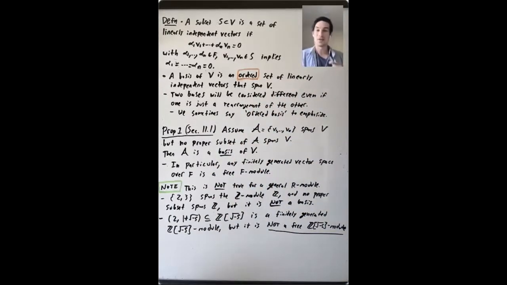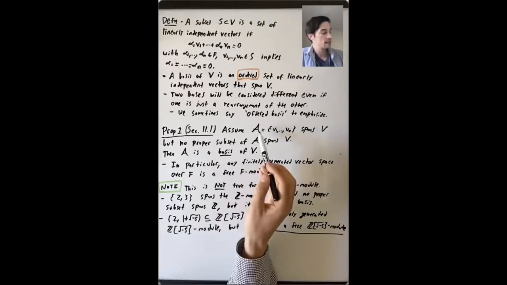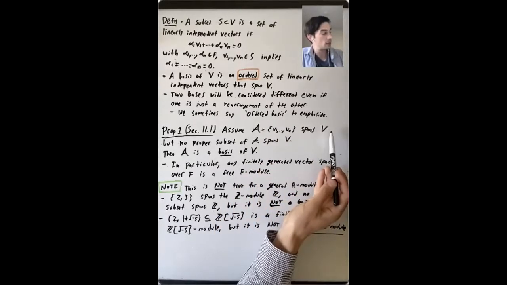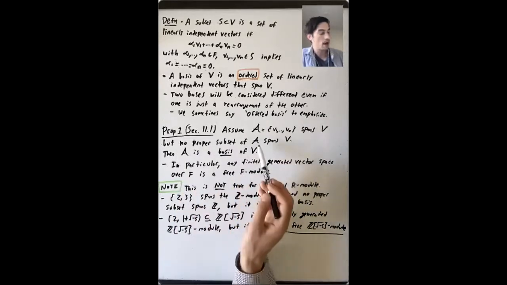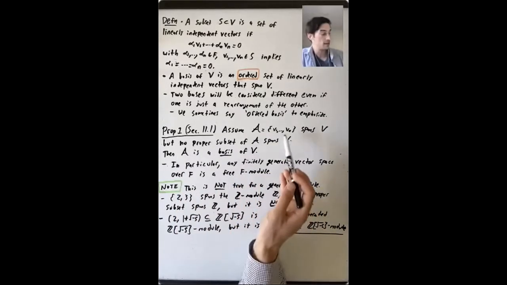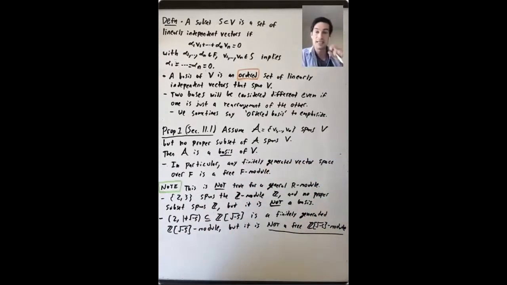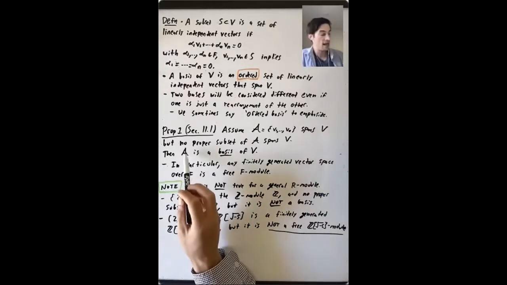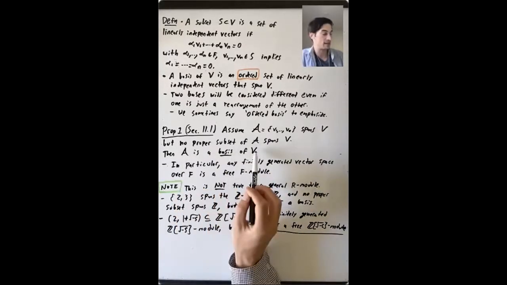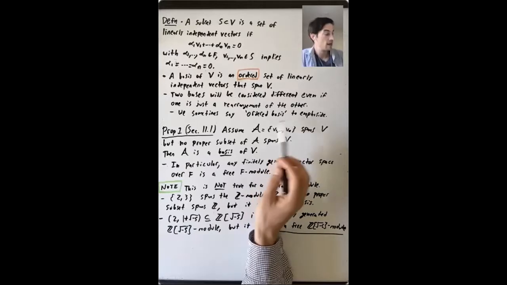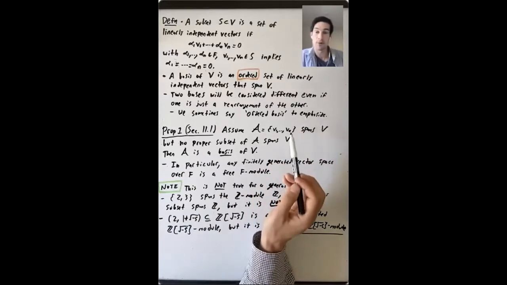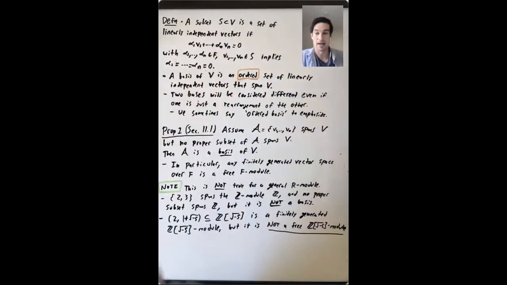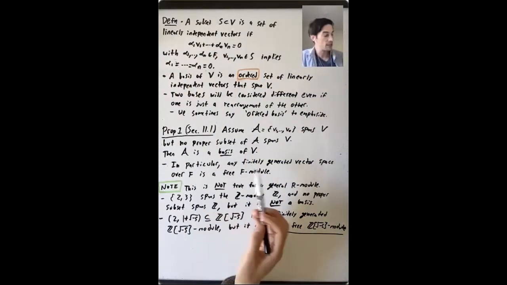OK, so the first thing that we'll prove is that if you have a set, let's say script A, of vectors that span your vector space V, but no proper subset of A spans V. So this is a spanning set, but if you leave out any individual vector, you're no longer a spanning set, then A is a basis of V. If you have this minimal spanning set property, you are automatically linearly independent. So in particular, what does this mean?